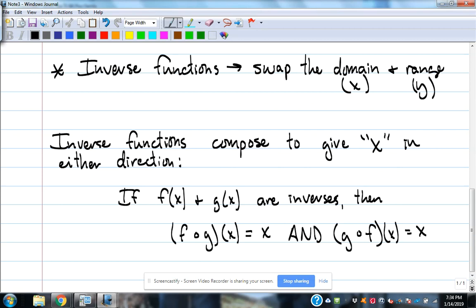Okay? That only happens if they're inverses of one another. No other time will that happen. If you get anything other than plain x when you do those compositions, they are not inverses of one another. Doesn't necessarily mean that the two functions aren't one-to-one on their own. Just means that they aren't each other's inverse. That's all that means, if you get something besides plain x. So what we're going to do is decide if two functions happen to be inverses based on that test.